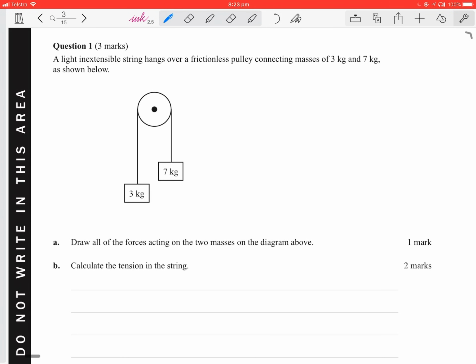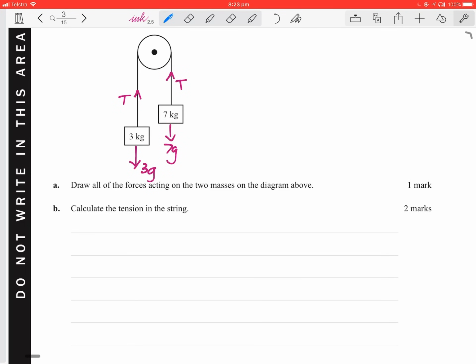Perfect. Okay, a light and extensible string hangs over a frictionless pulley connecting masses of 3 kilograms and 7 kilograms as shown. Draw all the forces acting on it. So we would have a 3g force here, tension going up, also tension going up here, and a 7g force here. That's it.